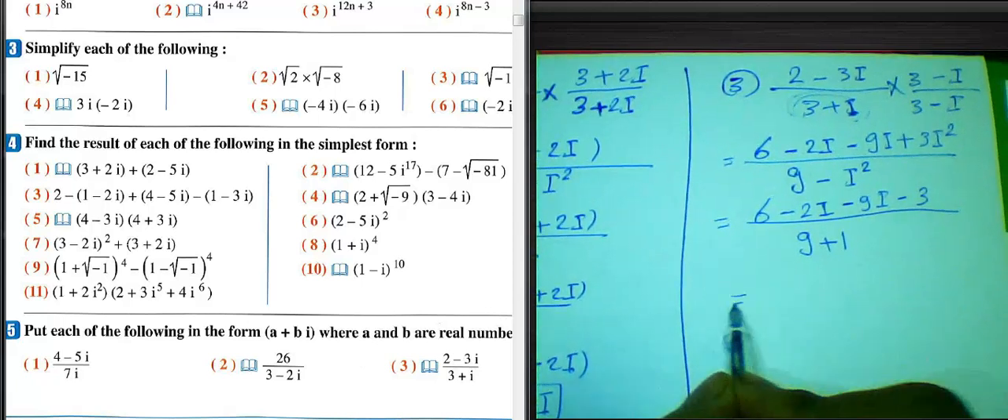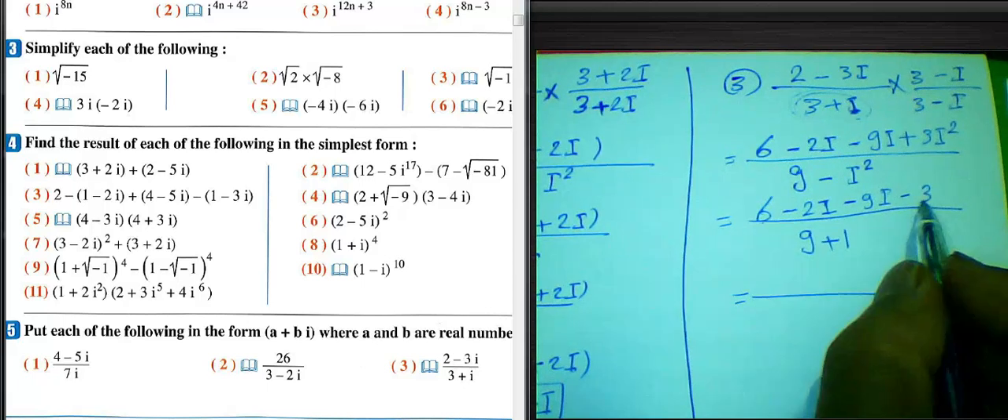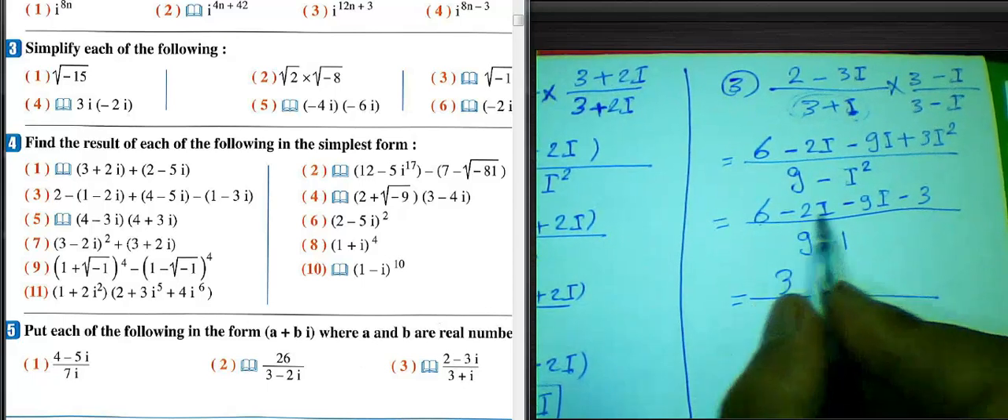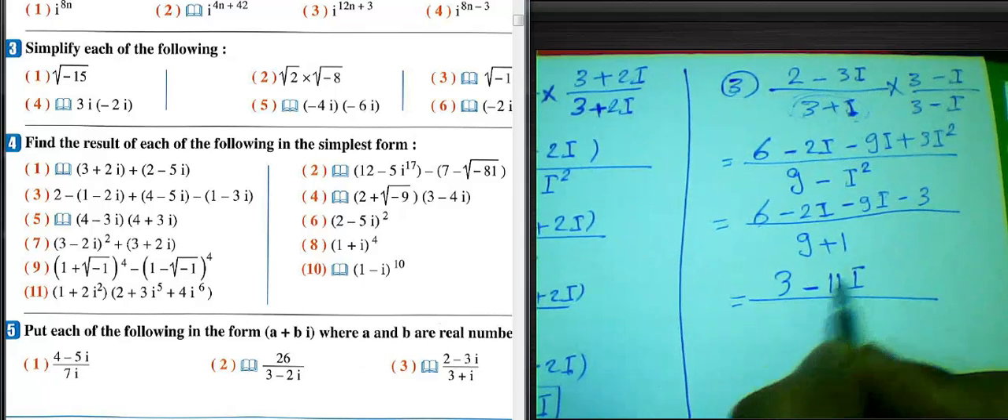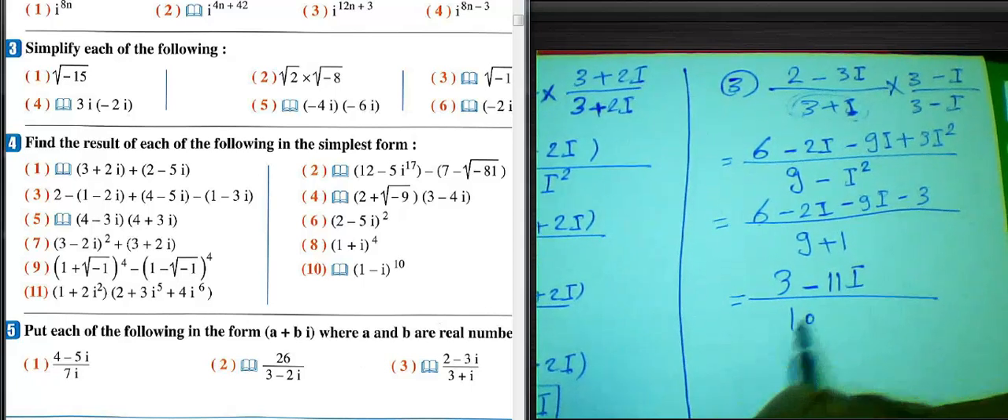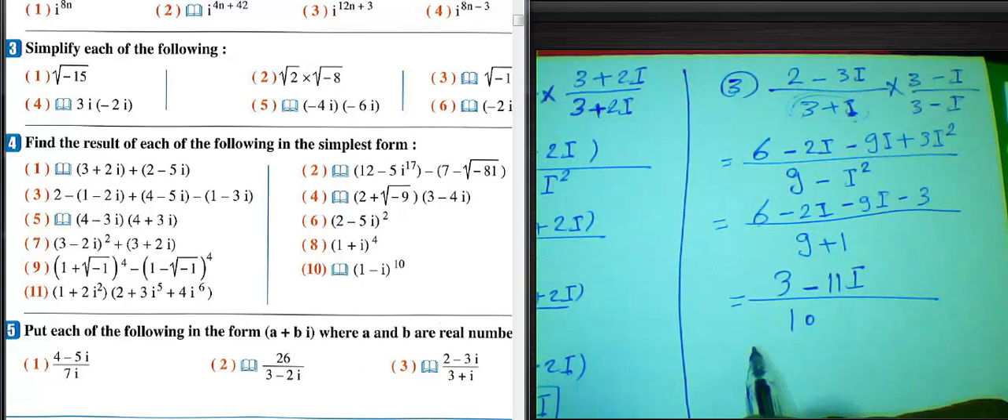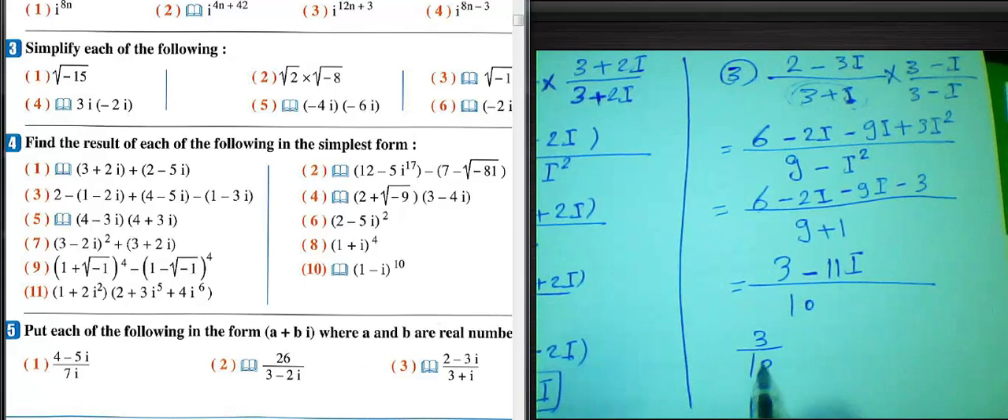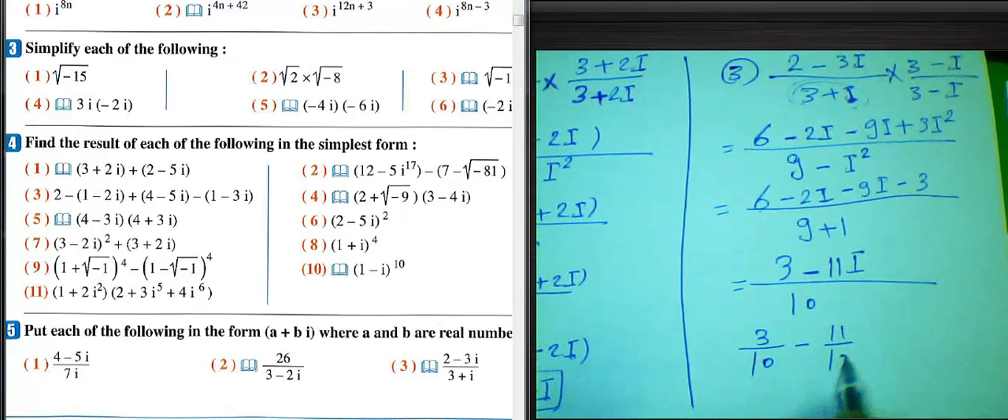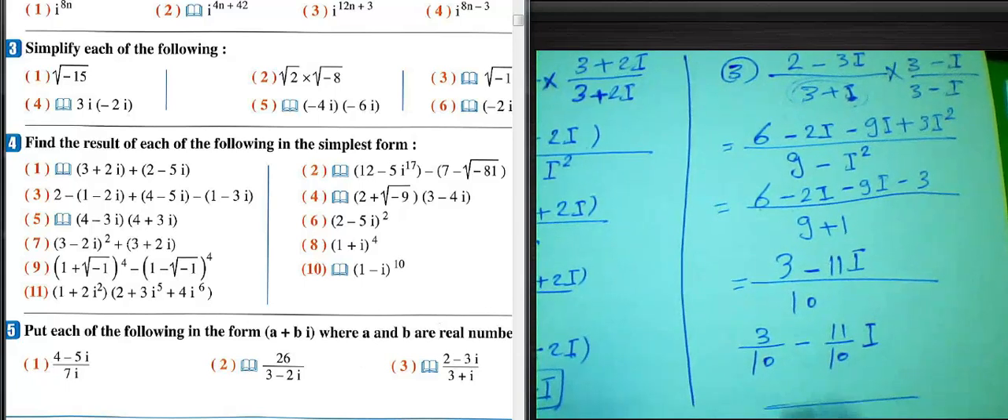Right here, 6 subtract 3 equals 3. Negative 2 negative 9 equals negative 11i over 10. The result will be 3 over 10 subtract 11 over 10i. This is the result.